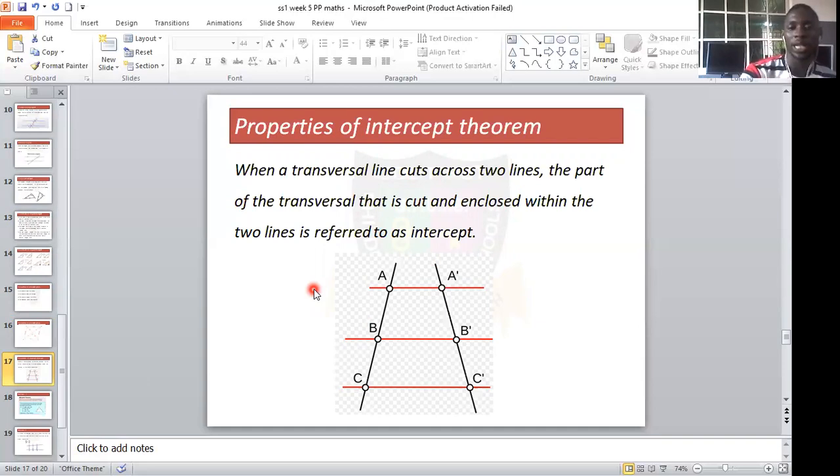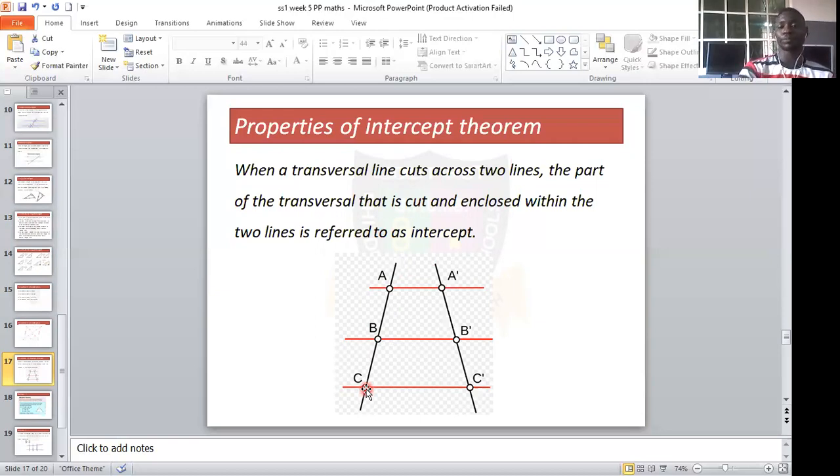Let's look at this line. This is a transversal line, and these are parallel lines. So at this point, A here is a point of intersection. That is where the parallel line meets this transversal line. Where B meets, this point is also a point of intersection. C is also a point of intersection.